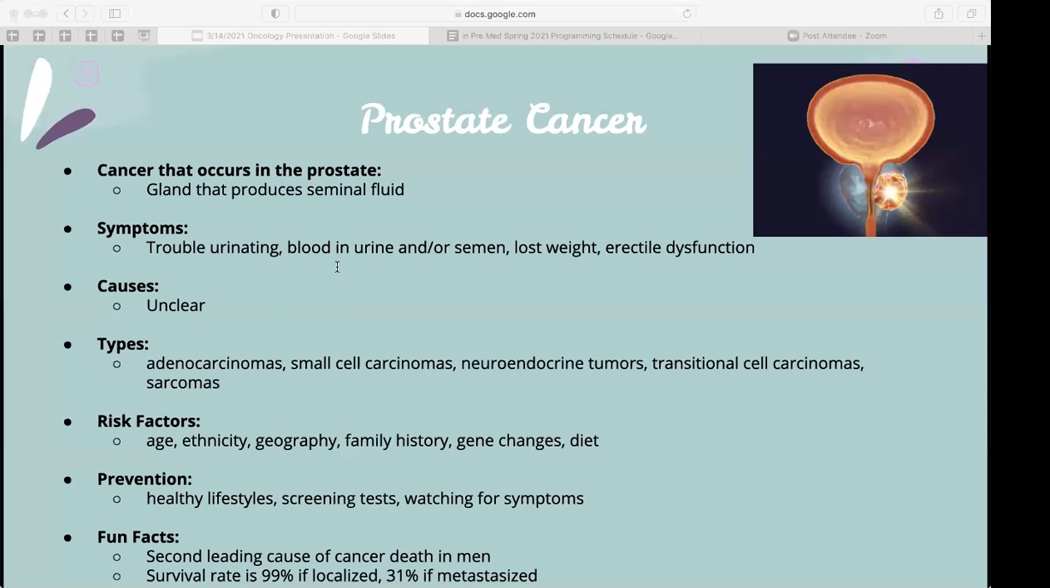It is the second leading cause of cancer death in men after lung cancer. And if prostate cancer is detected early and the cancer is still localized, which means it hasn't spread to other parts of the body, there is a 99% rate of survival. However, if the cancer has metastasized to other parts of the body, treatment is more difficult. Hence, the survival rate sharply drops to 31%.